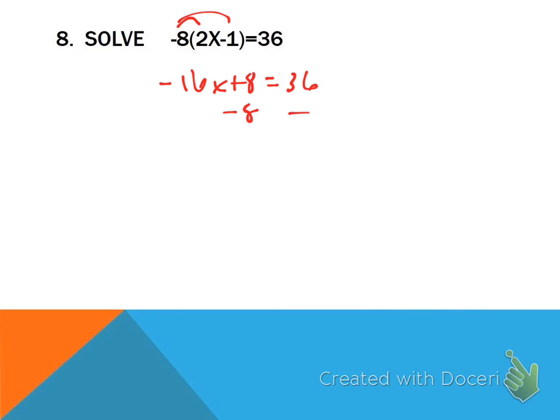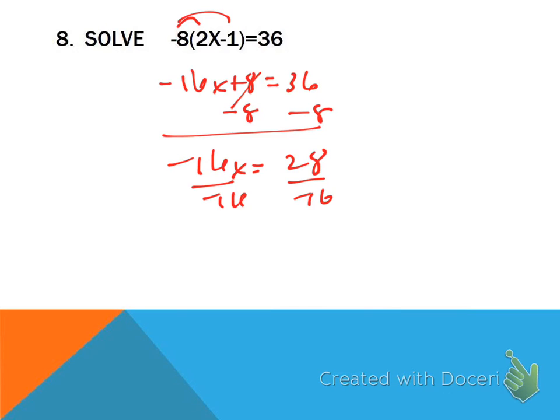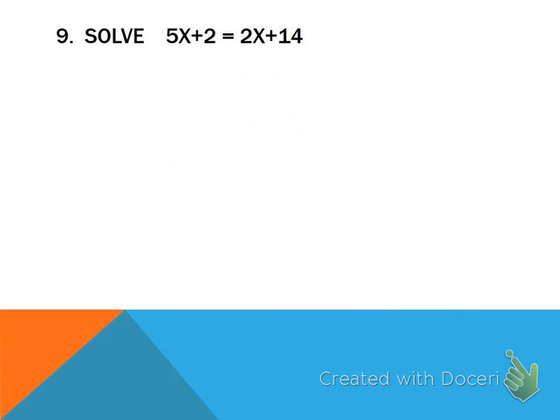And then go through our process of subtracting 8. Then divide by negative 16. And we get negative 7 over 4. Okay? Good. Hopefully all of this is coming rushing back to you. Right? Try to solve... we haven't talked about this yet.